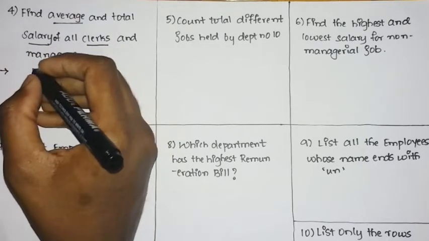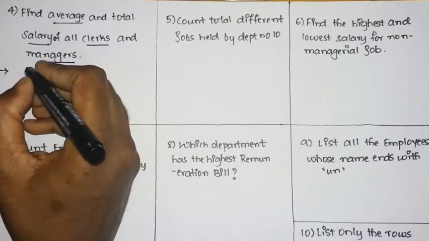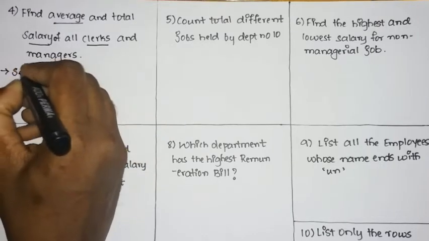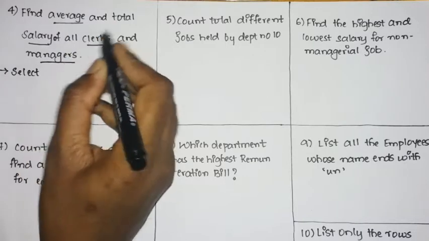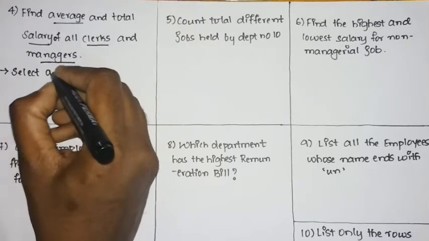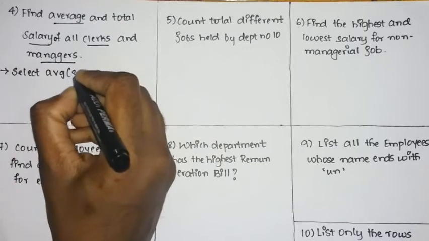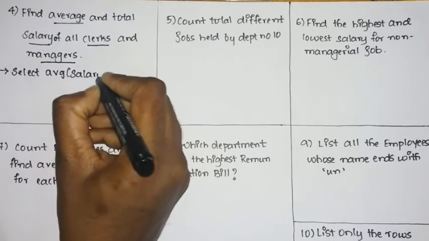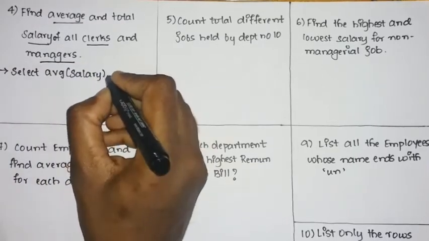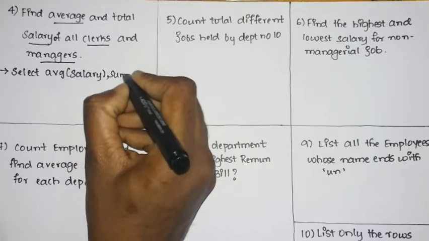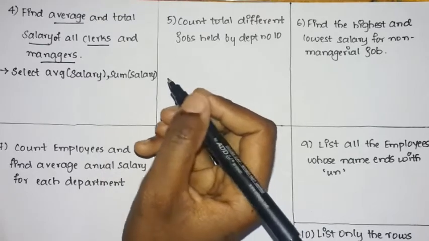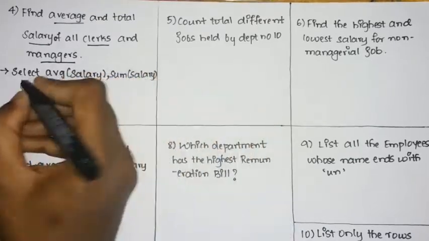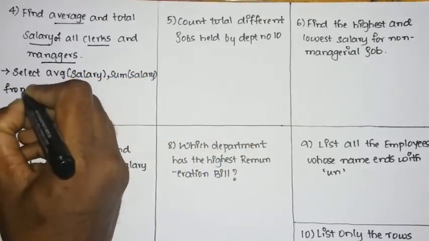The first statement you need to use is the select statement. Then we need to find the average salary and the total salary. How to find the average is AVG of salary. So select average of salary, followed by a comma, then we also need the sum of salary. So select average of salary comma sum of salary, then followed by the name of the table, that is from employee.